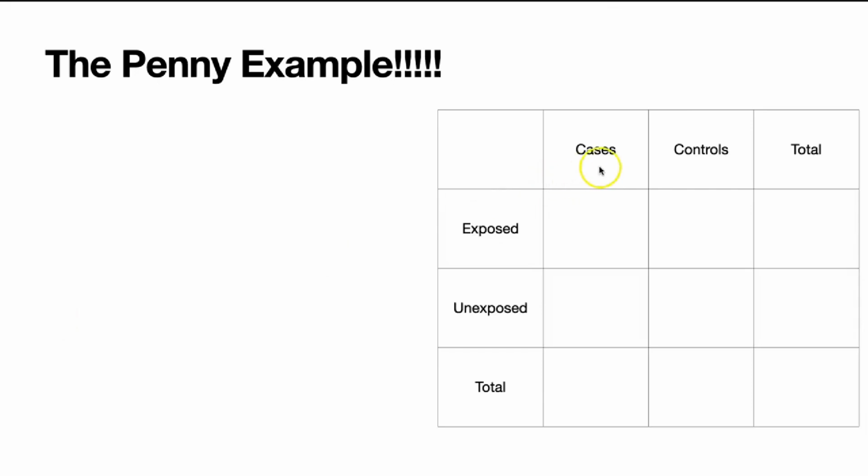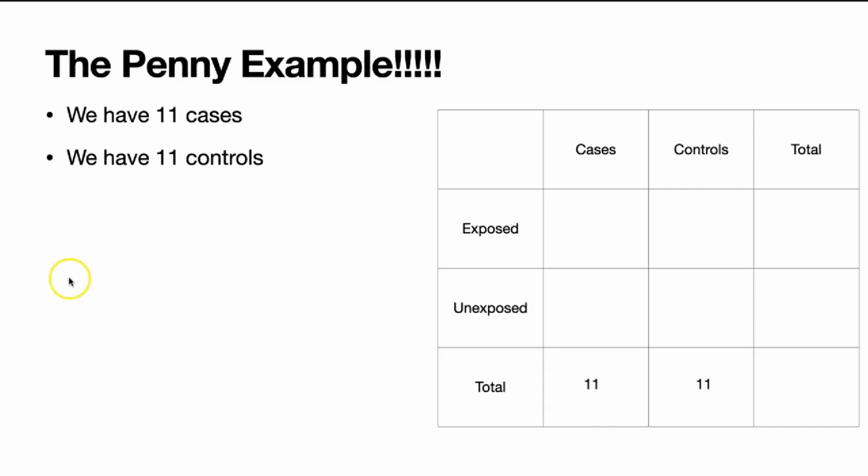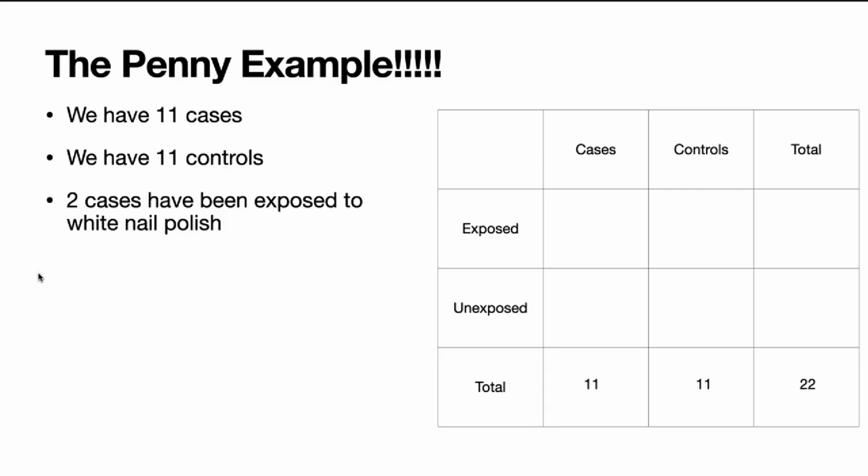So I build my 2x2 table. I have my cases and my controls. I have my exposed and unexposed, and I am going to figure out the key statistical measure. The key statistical measure is odds ratio. So we have 11 cases, so this is a total of 11 cases. We have 11 controls, total of 11 controls. And that gives us a total of 22 pennies.